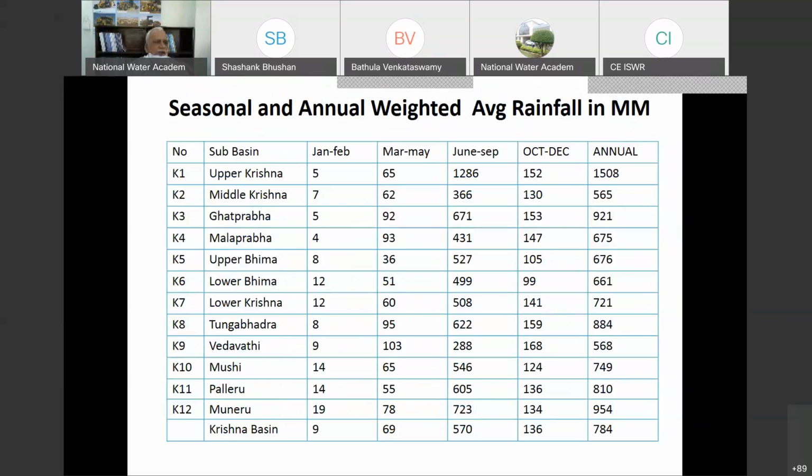The next slide gives you the rainfall. One sub-basin has maximum rainfall. It shows where the surface flows are and where the flows are less.